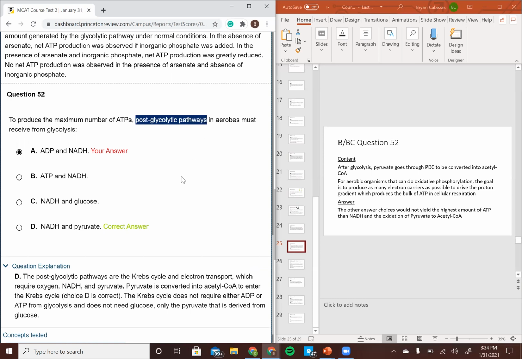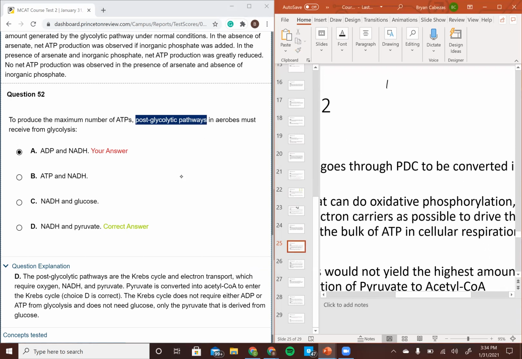It says post-glycolytic pathways, right? So what are the pathways involved in cellular respiration, aka the production of ATP from the oxidation of foodstuffs? So first we have glycolysis, then we have pyruvate dehydrogenase complex, which produces the acetyl-CoA from the pyruvate produced from glycolysis. The acetyl-CoA goes into the Krebs cycle. The Krebs cycle oxidizes the acetyl-CoA until you get a bunch of NADHs, FADHs, and those things are electron carriers that donate electrons to the electron transport chain. The electrons then create a proton gradient. The proton gradient is then used to create ATP, right?